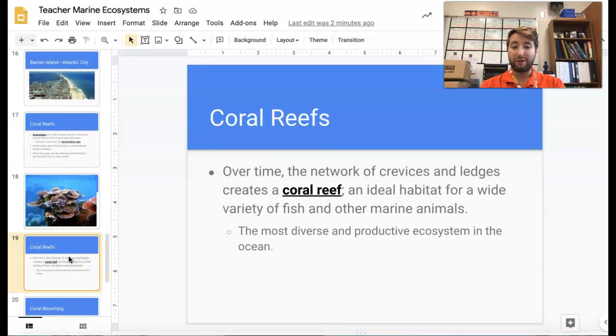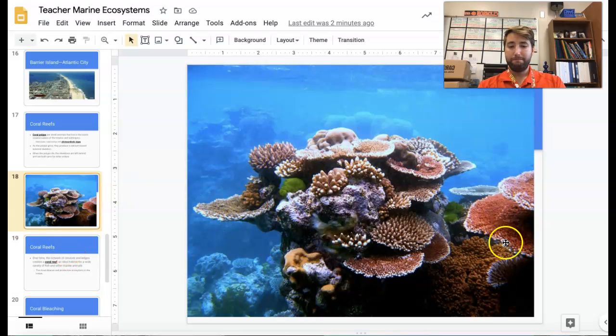So over time, a network of crevices and ledges creates this coral reef, and it's an ideal habitat for a lot of things, because if you look at this picture, there are tons of places for things to hide. Some fish, like clownfish, have a mucus coating over their skin that allows them to hide in here and not get stung by the sea anemone. So it's really cool, and it's one of the most biologically diverse places on Earth.